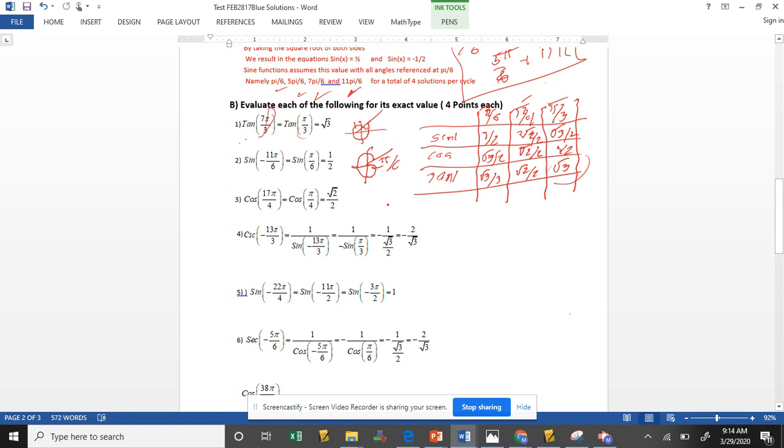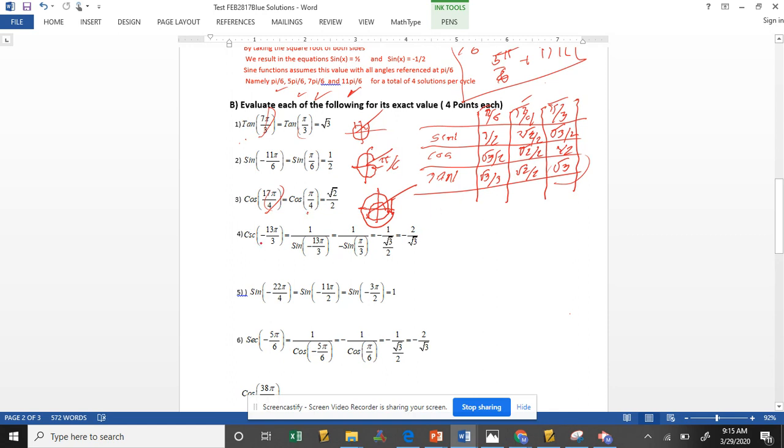Okay, cosine of 17 pi over 4. Well, 17 pi over 4, reference angle of pi over 4. 17 pi over 4 is pi over 4 short of 16 pi over 4, which is pi over 4 short of what? Pi over 4 short of 2 full revolutions. So there's 2 pi, there's 4 pi. This is swinging us right back into quadrant 1, pi over 4, which is root 2 over 2.